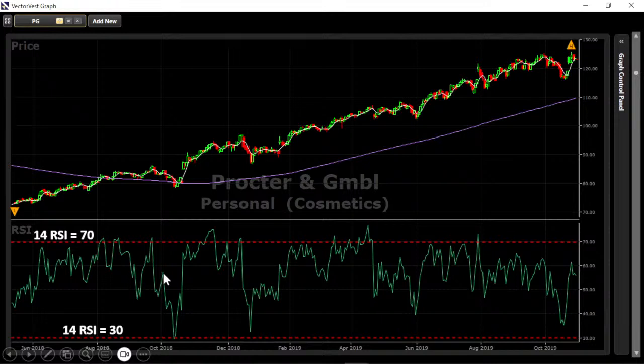Now, using the industry standard setting of 14, you can see that the RSI fell below 30 in this case only one time over this almost 2-year period.